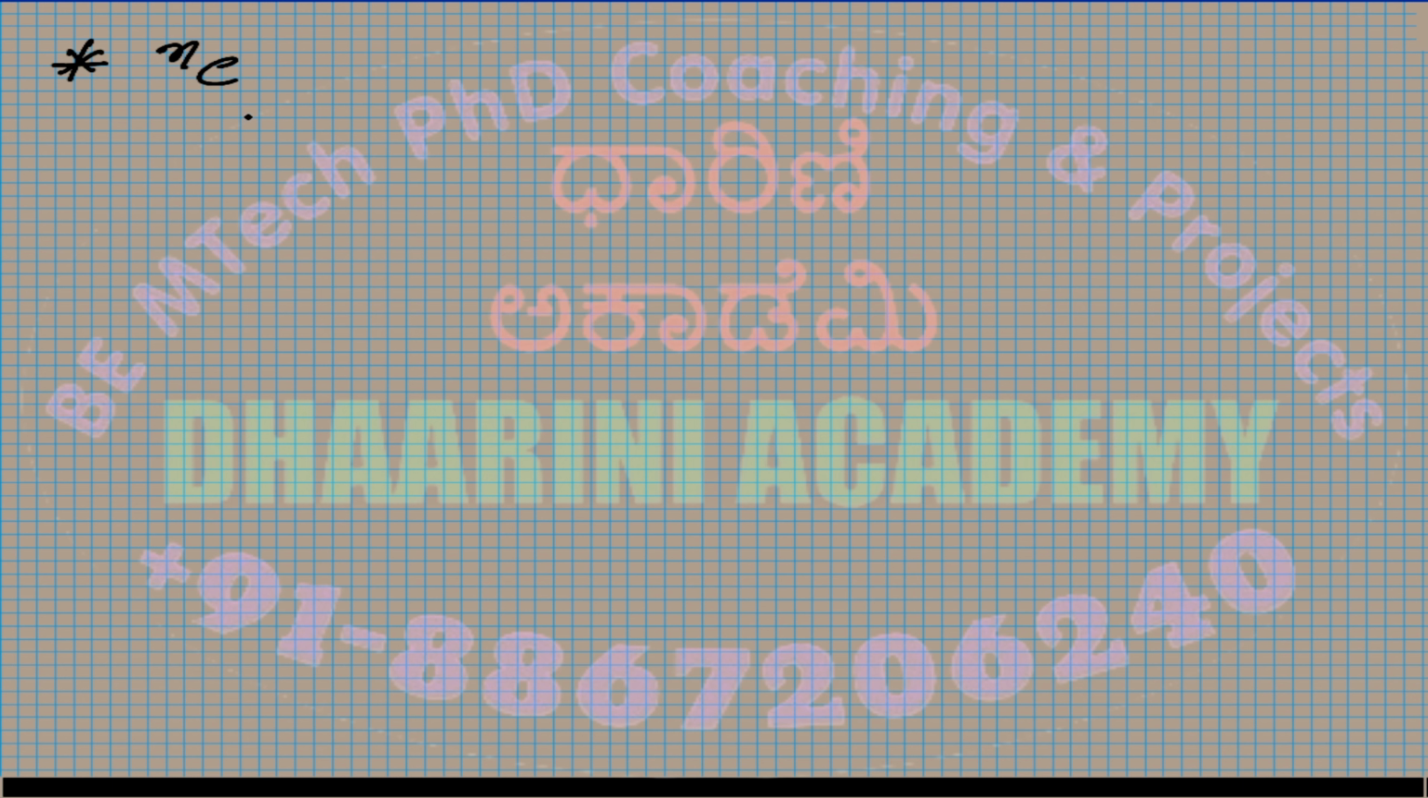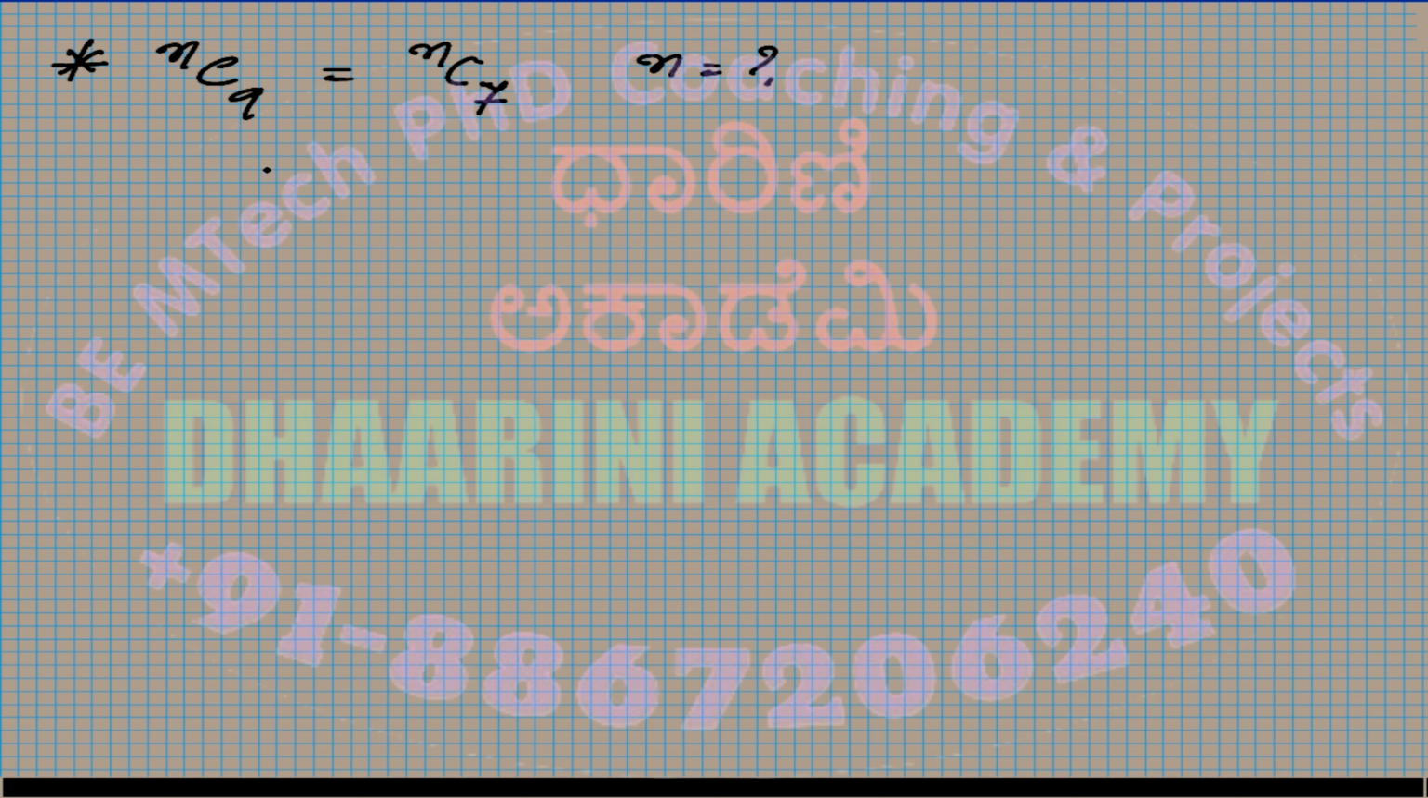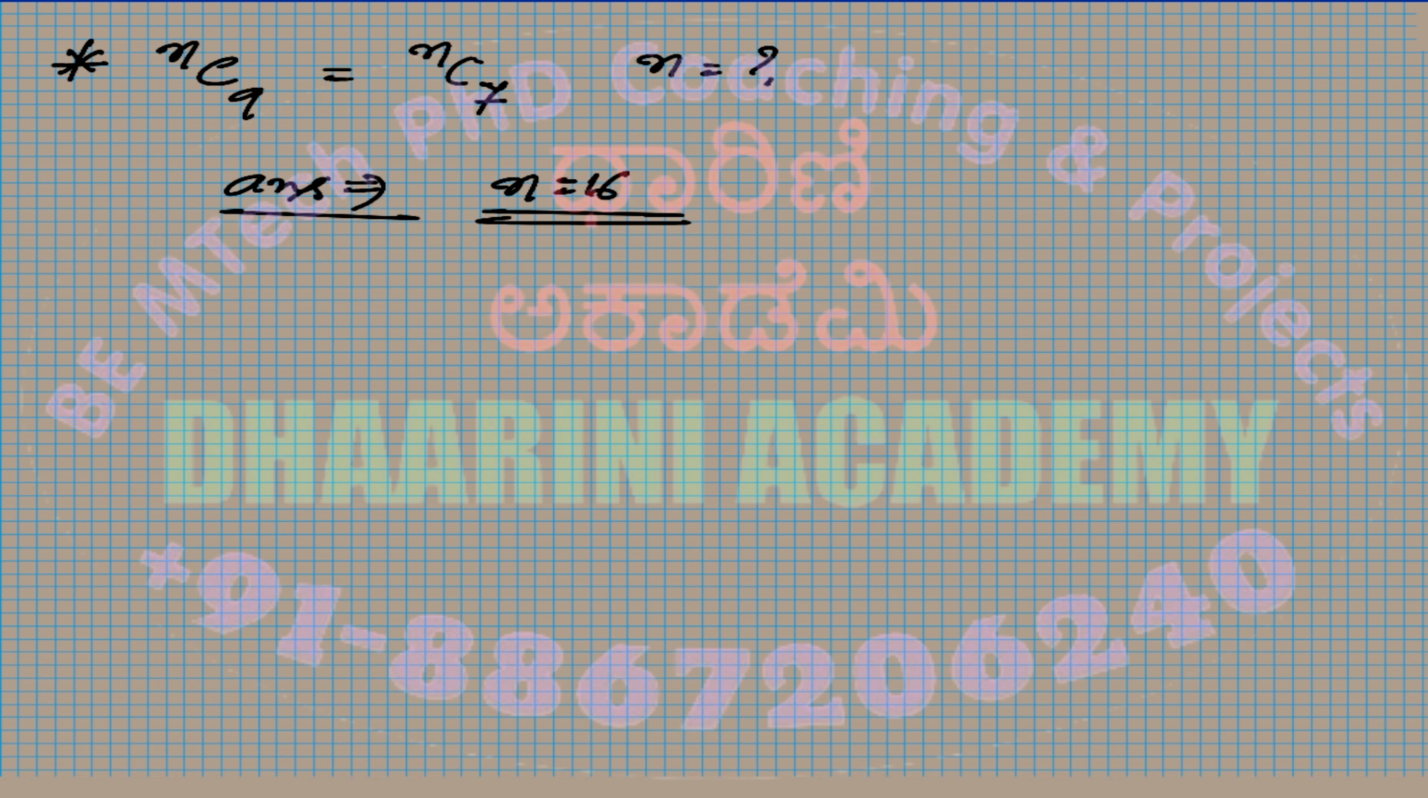nC9 equal to nC7, find the value of n. So when we solve this, we get the answer: n equal to 16C is the right answer. All right. Next.